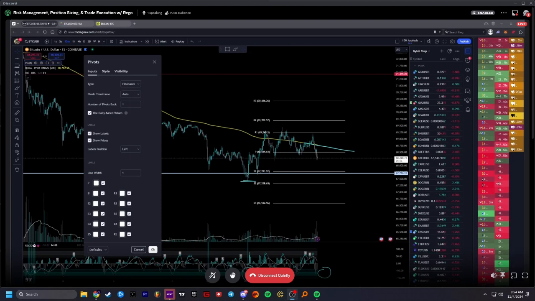I don't like to use the pivots on the 1 day. The 1 day is more of a supply demand strategy, which I think we'll cover in another series.